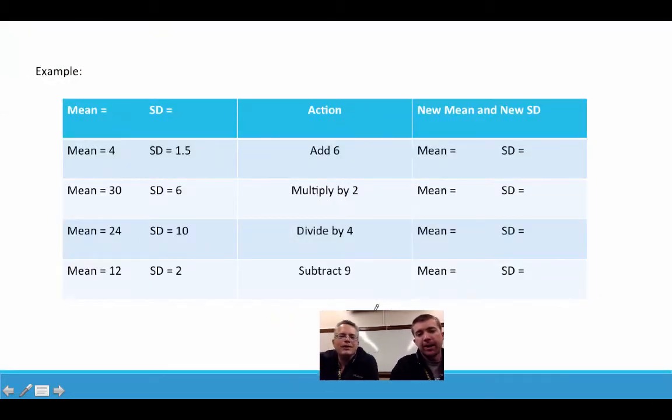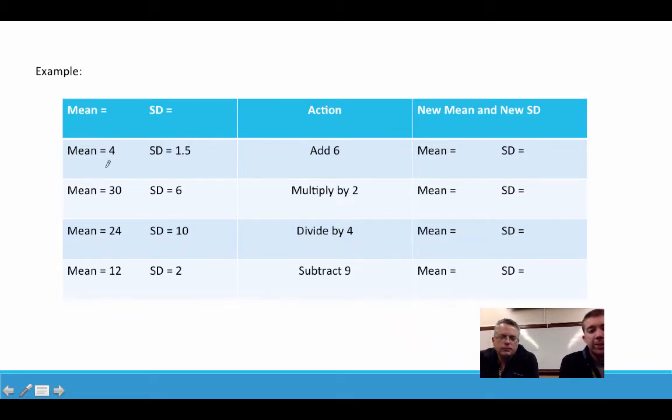All right, here we go. So here we have a chart. Here we are only given the mean and the standard deviation, and the action, so we want to find the new values. We had a mean of 4. If we add 6 to that, our new mean would be 10. Our standard deviation of 1.5, we added 6, but when we add, nothing happens to that standard deviation. It doesn't get more spread out, so you just have to remember. Just 1.5.